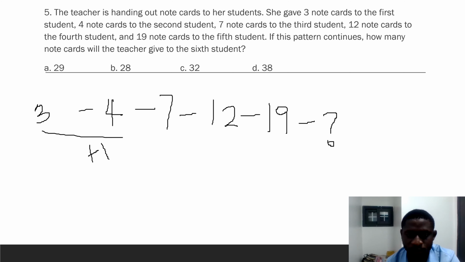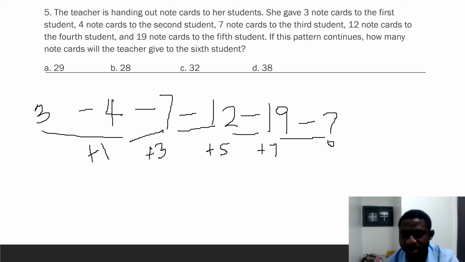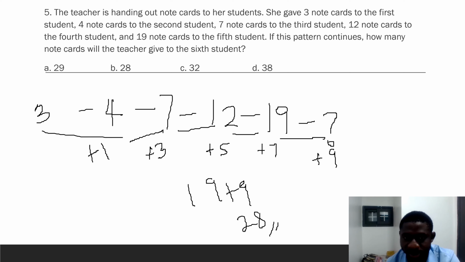We have from 4 to 7, we have plus 3. Here we have plus 5. Here we have plus 7. So here is likely to be what? Now we saw a similar question that had this very pattern. So here, plus 9. Because you realize the numbers are increasing by 2 each time. So the next number is going to be 19 plus 9, which will give us 28. So 28 is option B.